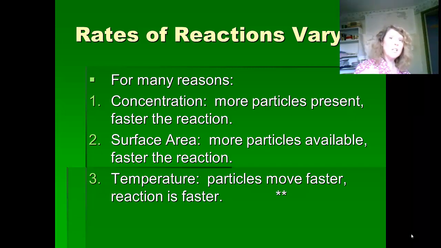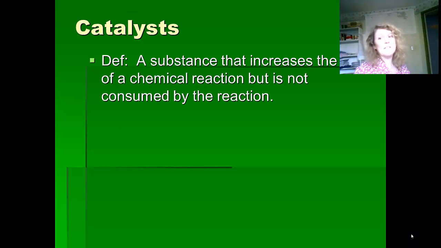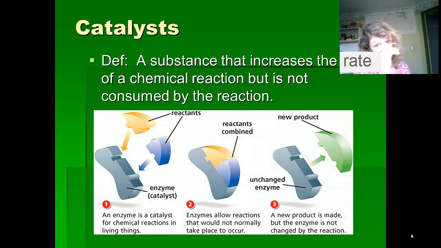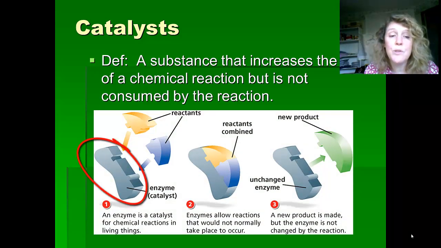Now, you can also increase a reaction using something called a catalyst. Okay, catalyst. A catalyst is a substance that increases the rate of a chemical reaction but is not consumed by the reaction. So here I've got this picture to show you what I mean. Okay, so I've got this blue thing, and this blue thing over here, an enzyme, and that's a catalyst.